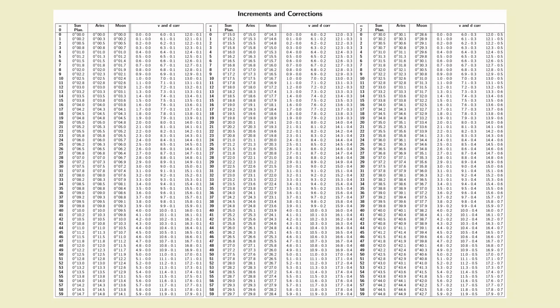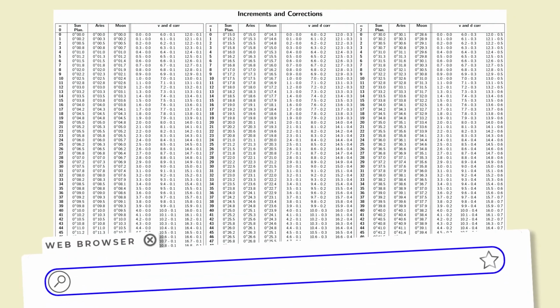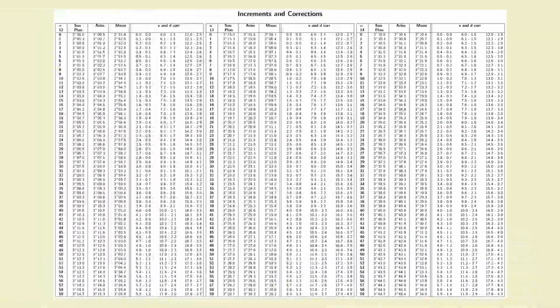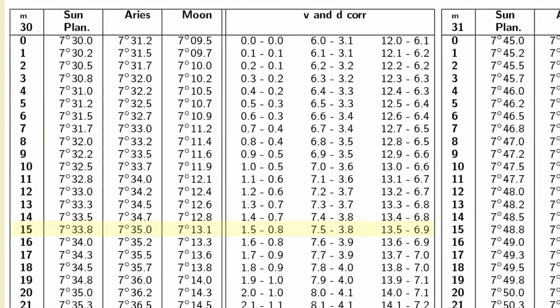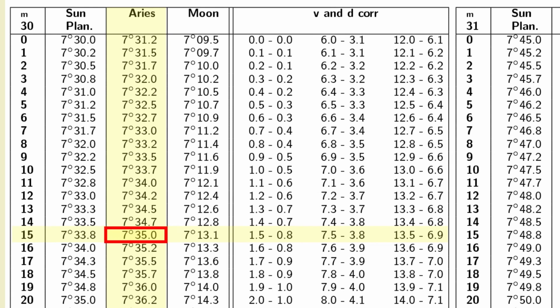So we're going to turn to the increments and corrections pages. Depending on your almanac, this will either be within the almanac itself or it may be a separate document. If you're using the same almanac as me, it's a separate document but it's still available from thenauticalalmanac.com. I want the page for minute 30. Each minute has its own table of corrections. Minute 30 is here on the left, with each row of the table representing 1 second. As we need 30 minutes, 15 seconds, we look at row 15 in the 30-minute table. We find our correction is 7 degrees, 35.0 minutes.